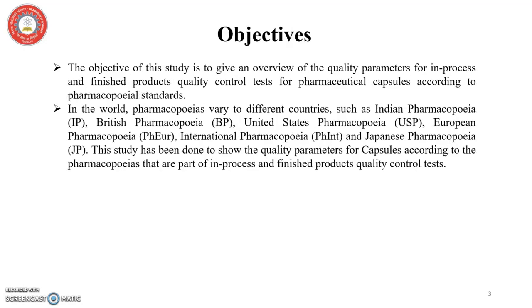Coming to the objectives. The objective of this study is to give an overview of quality parameters for in-process and finished product quality control tests for pharmaceutical capsules according to pharmacopoeia standards. We have different types of pharmacopoeia like Indian Pharmacopoeia, British Pharmacopoeia, United States Pharmacopoeia. All the pharmacopoeias have their own specifications, and a few tests are mentioned in only a few pharmacopoeias. So we have to understand which tests are applicable for capsule dosage form as per IP, BP and USP.